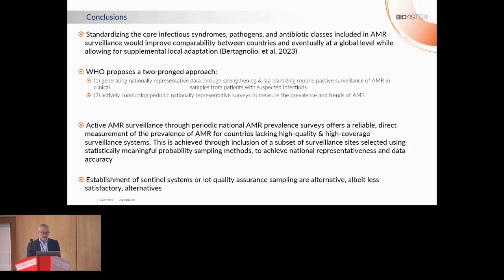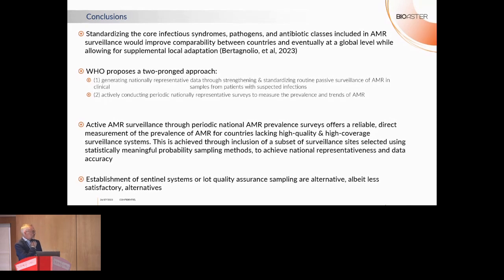Active AMR surveillance through periodic national AMR prevalence surveys does offer a reliable and direct measurement, but could be improved. There are other methods than point prevalence surveys, for example, sentinel systems or lot quality assurance sampling, which is a lot less data heavy, but has limitations in the amounts and sizes of samples captured.